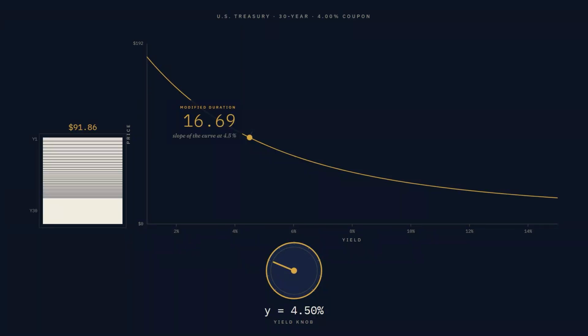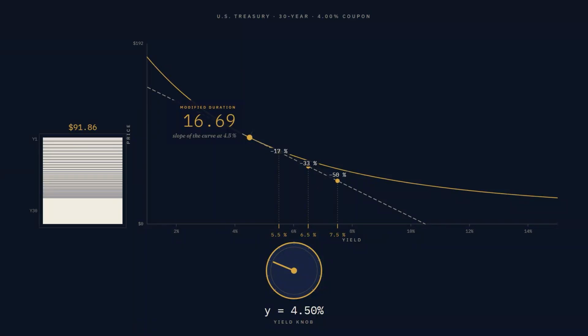If you extend that tangent line outward in both directions, pretending, just for the sake of argument, that the curve really were a straight line, duration alone says a 1% rate rise costs you about 17% of price. A 2% rise costs you about 33, and a 3% rise costs you roughly 50.